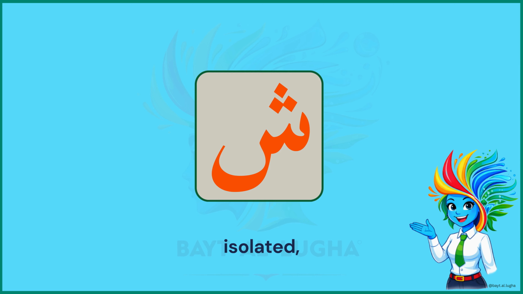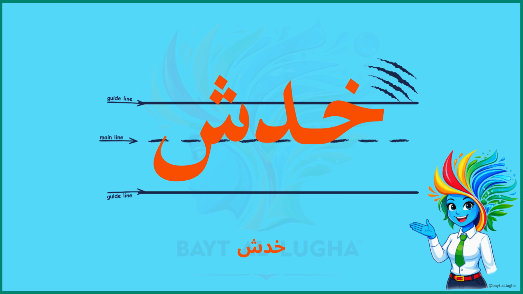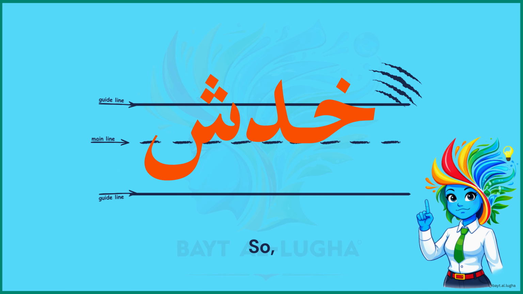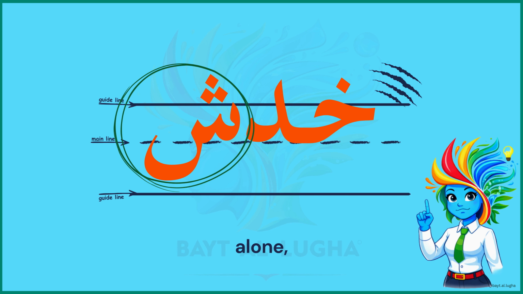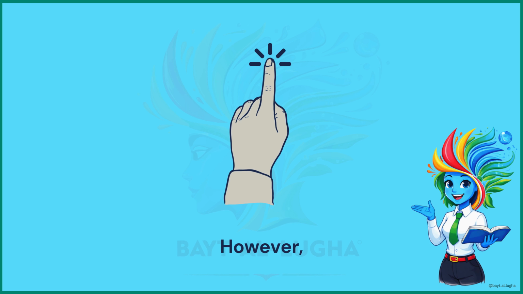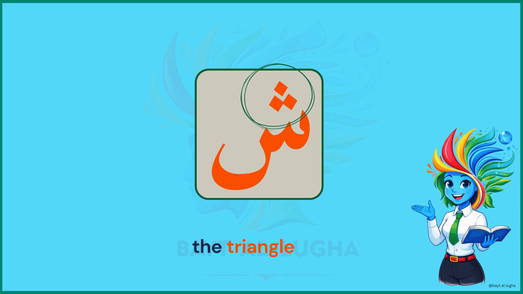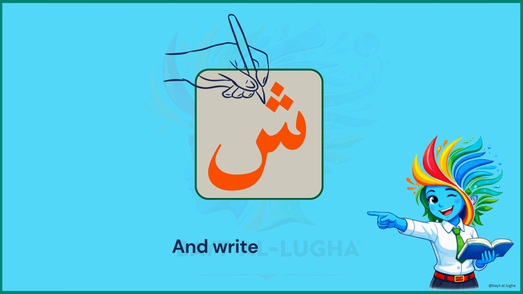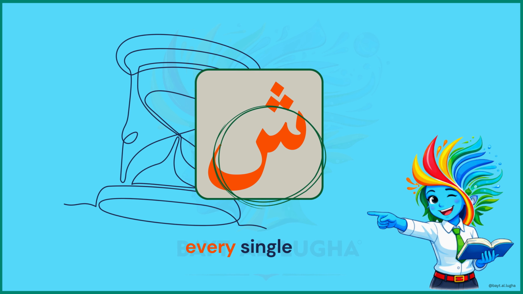Final form. Isolated. خدش. The letter da does not connect forward. Remember that from last class. So the letter shin stands alone, isolated. However, on dot placement, the triangle sits above the teeth, roughly centered over the group, not perched on the first tooth and not floating out past the third. Center of the mass, and write it last, after the skeleton is finished, every single time.